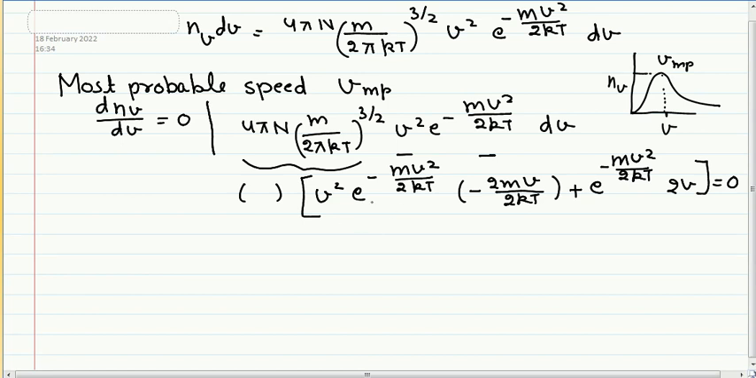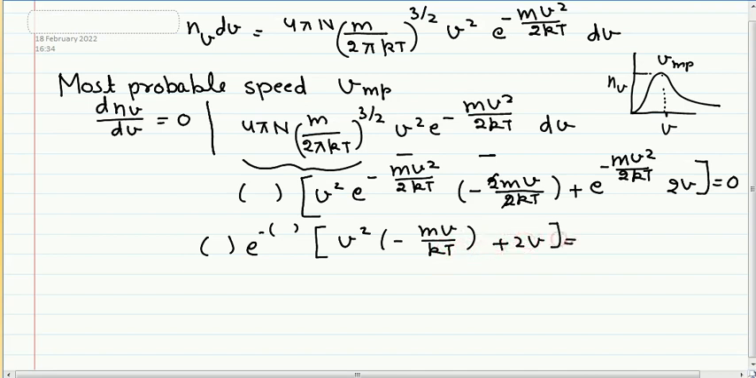Now we can take this factor outside the bracket because this factor is a common factor in both the terms. So we have this constant term and then this exponential term, and inside the bracket we have v square and then minus, this 2 and 2 get cancelled, and then we have minus mv upon kT and then plus 2v. This is equal to 0.